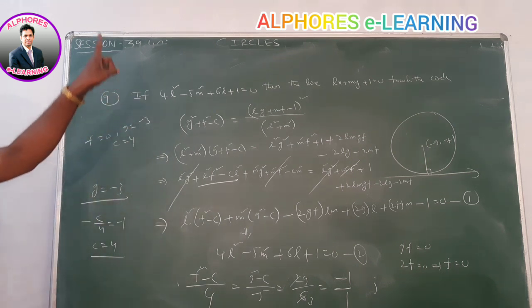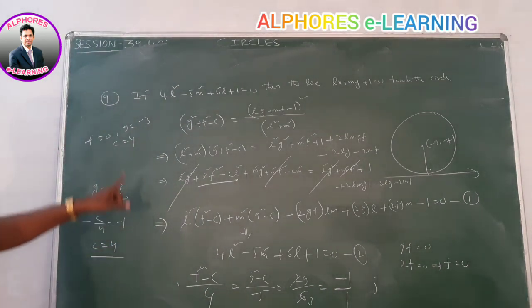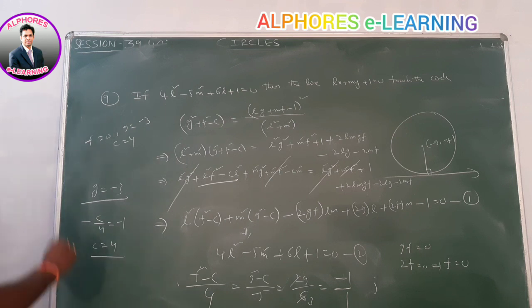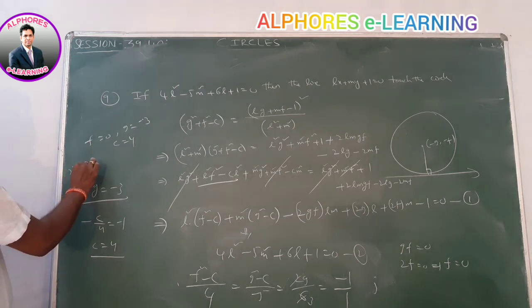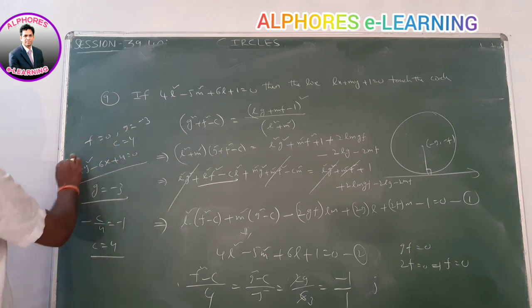Substitute these values in the circle equation x² + y² + 2gx + 2fy + c = 0. By using that, we find the equation of the circle. So the required circle equation is x² + y² − 6x + 0 + 4 = 0. It is the equation of the required circle.